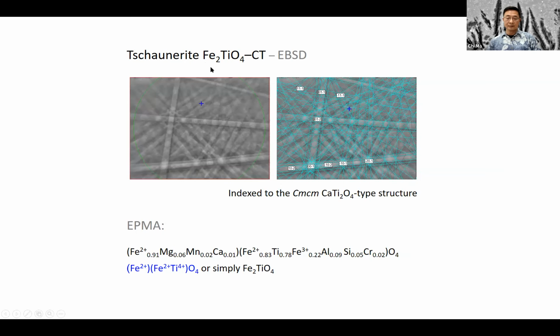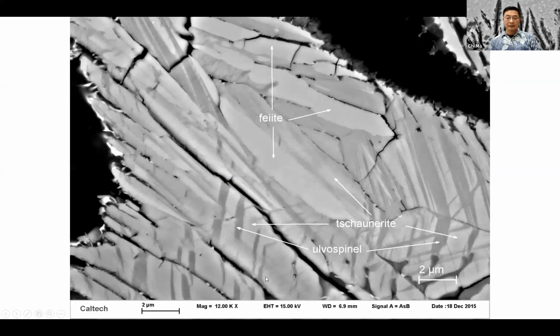Schornite has a spinel composition, but with a CT-type structure. And this is the structural formula. We can simply write it as Fe₂TiO₄. Ferrite is here. The brighter phase is ferrite, at micron size, in association with schornite and spinel.